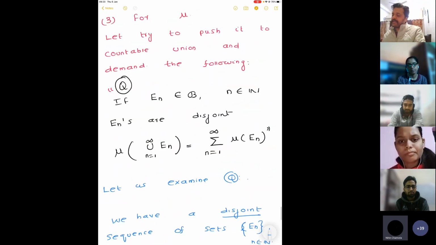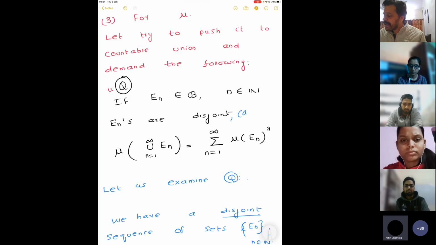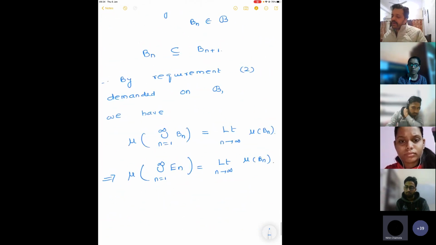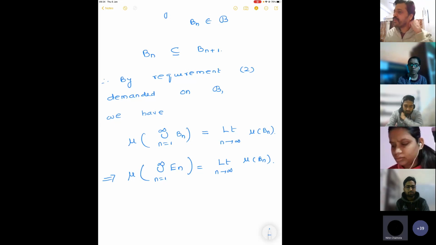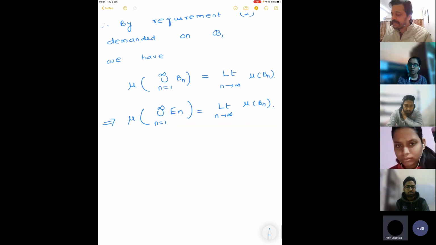But what we asked is, can we have mu of union n equal to 1 to infinity En equal to summation n equal to 1 to infinity mu of En? To complete the question, let me add, can we have this? This is the question we asked. But now we got mu of union En is equal not to the limit of mu of En, we got limit of mu of Bn. So let us look at mu of Bn.